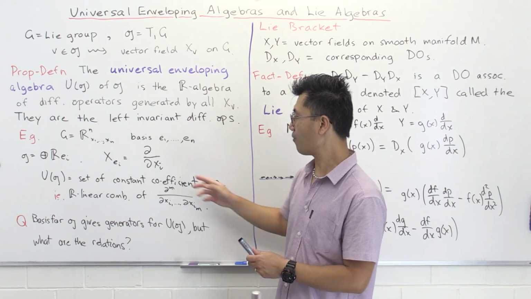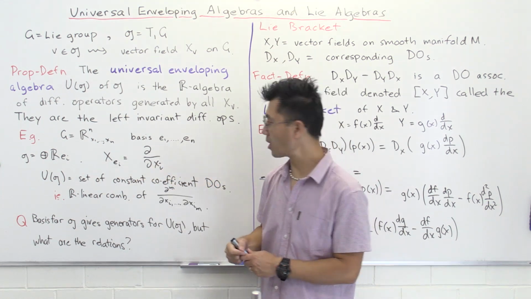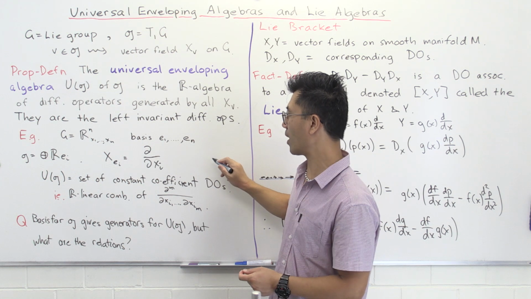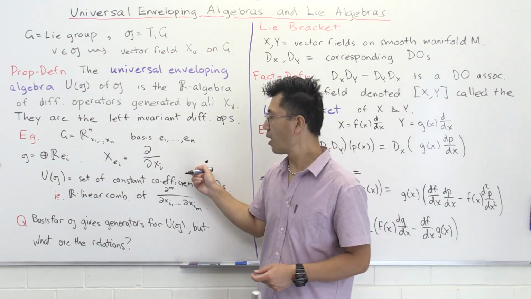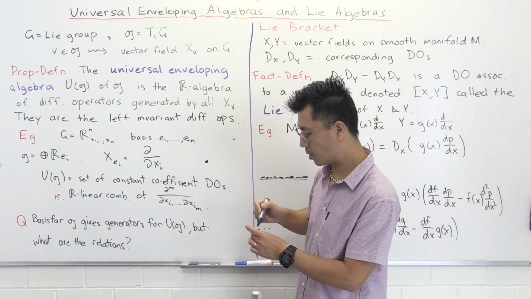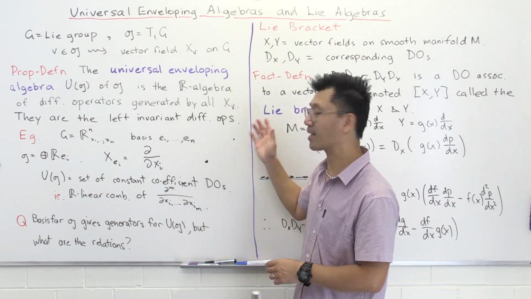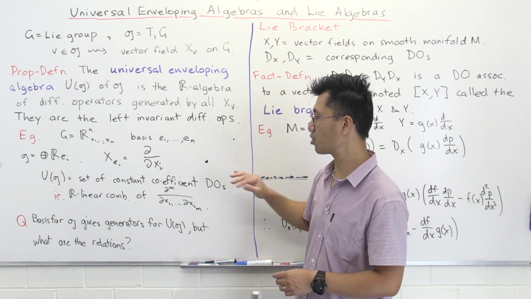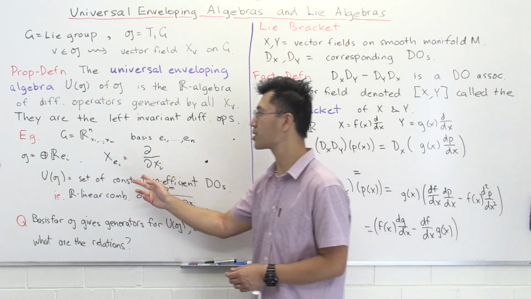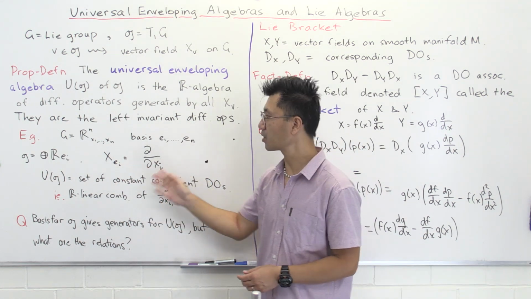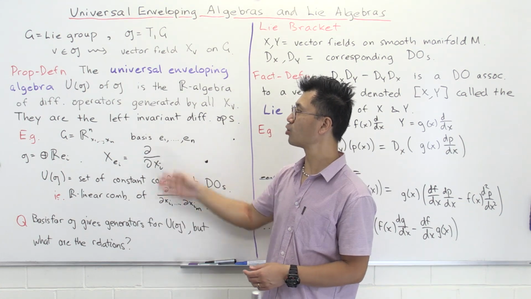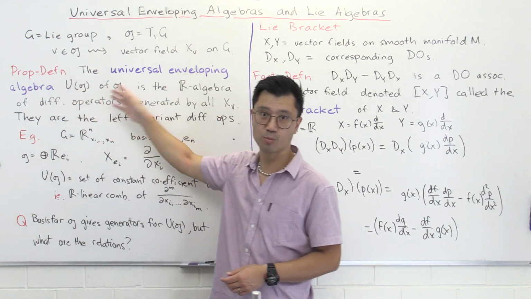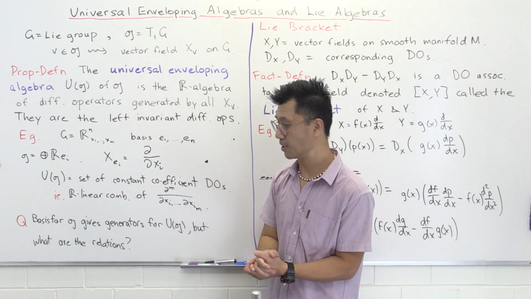Because if you didn't have constant coefficients, that means that when you look at the differential operator at one point compared to another point, it can act differently on the functions. So you want this to be constant coefficient because these are left invariant. So that argument gives you the equivalence of the two descriptions of the universal enveloping algebra that's given in this proposition definition here.